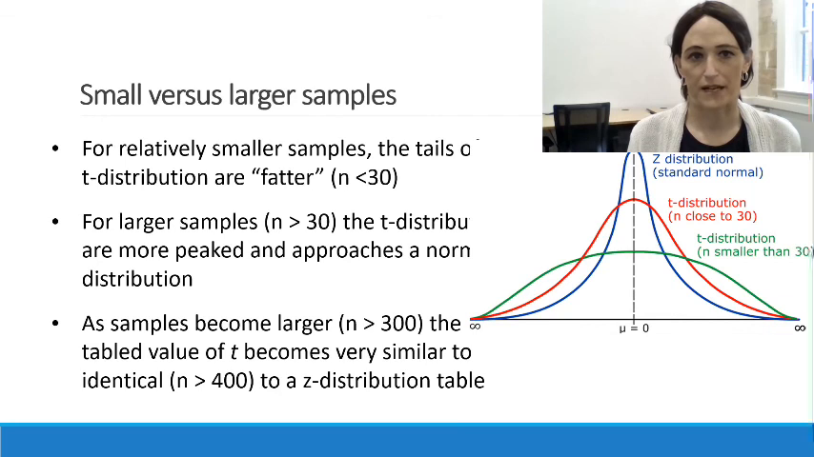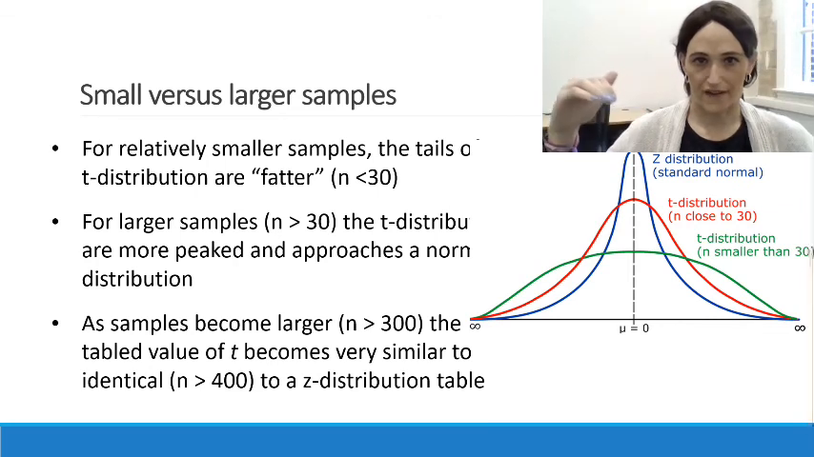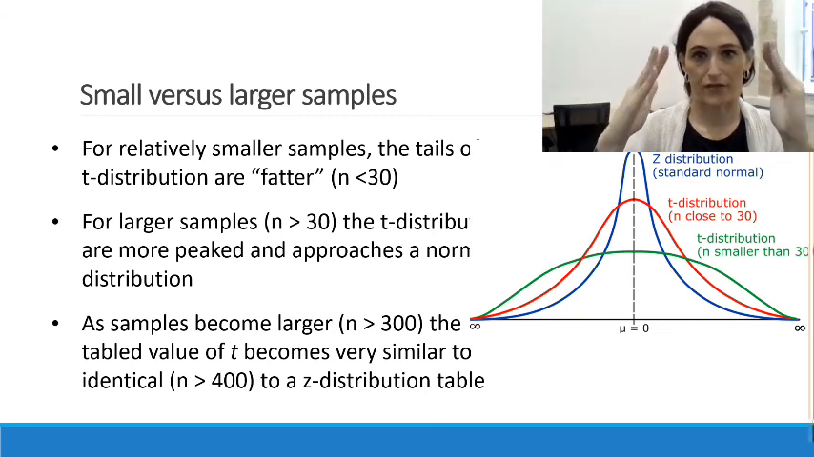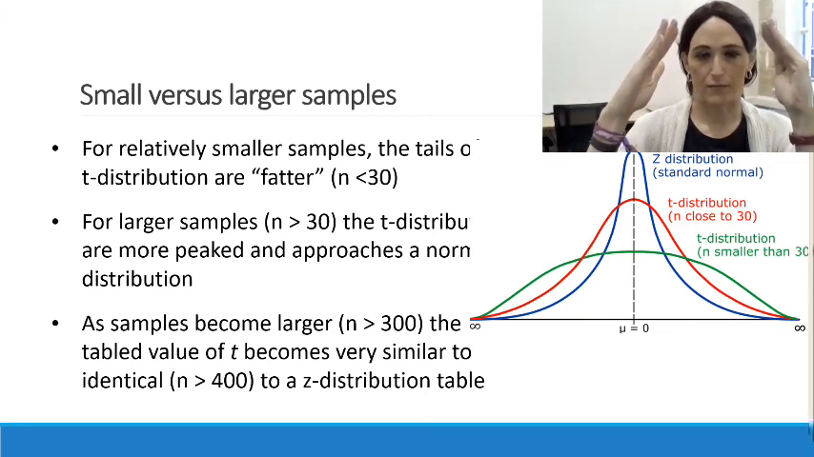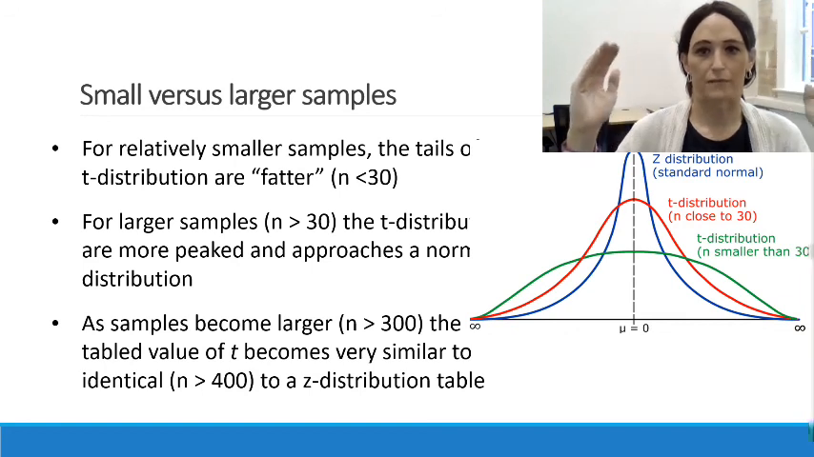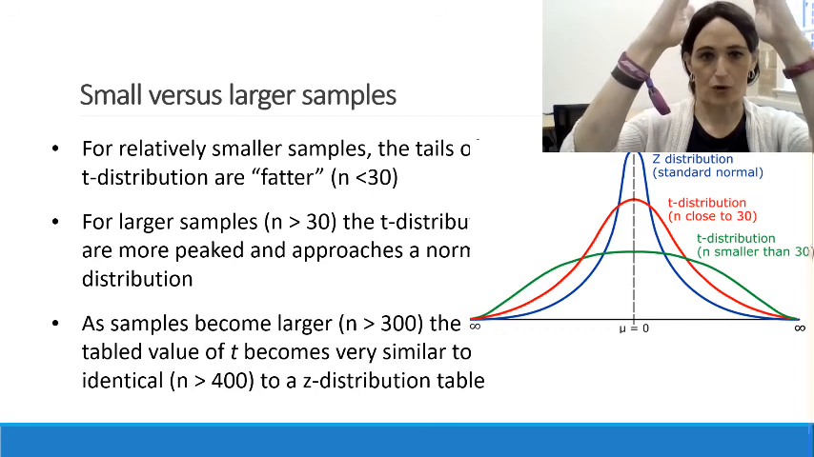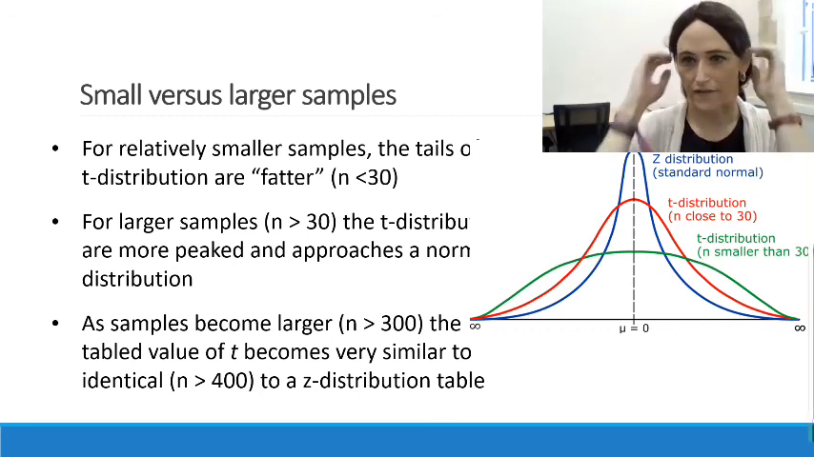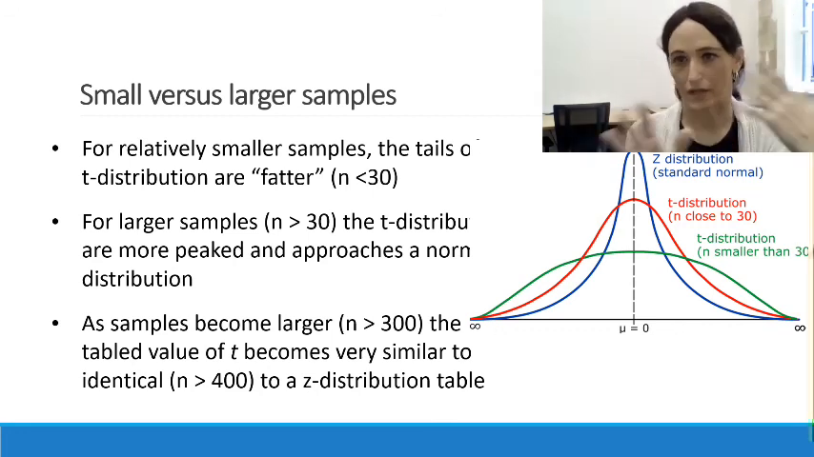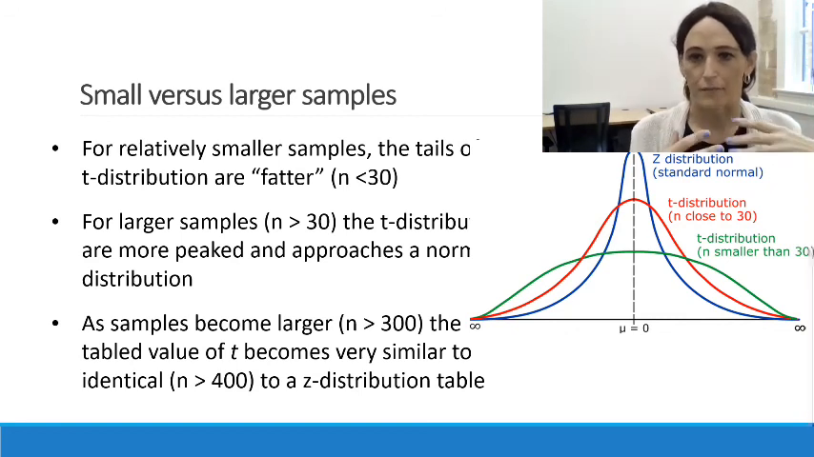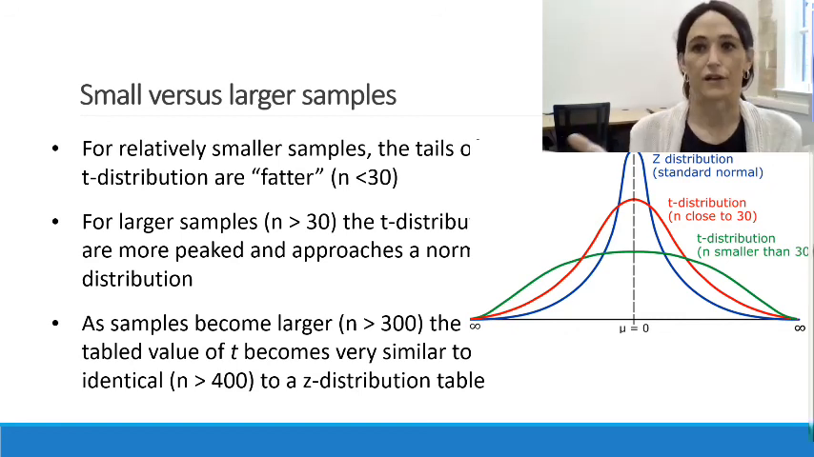In terms of sample size, again, for relatively small samples, the tails of the t-distribution are fatter as we get smaller samples, less than 30. But you can start to see, even as we approach a sample size of 30, we start to get a more peaked distribution, similar to a normal distribution. And as samples become larger and larger, the distribution gets more peaked, and the cutoff points in the table become more similar as we get larger and larger.